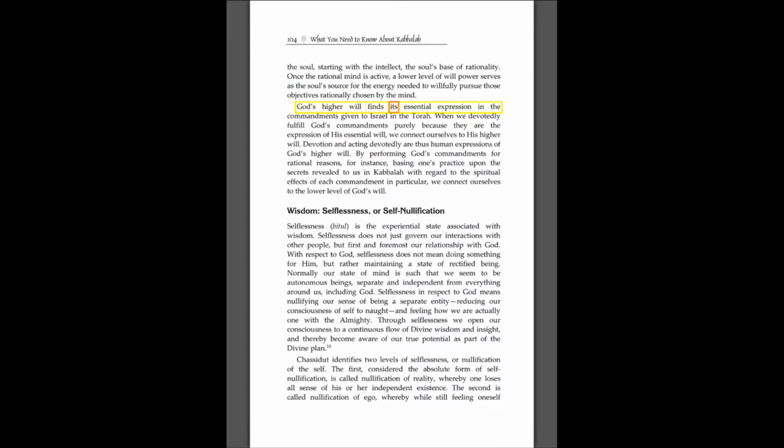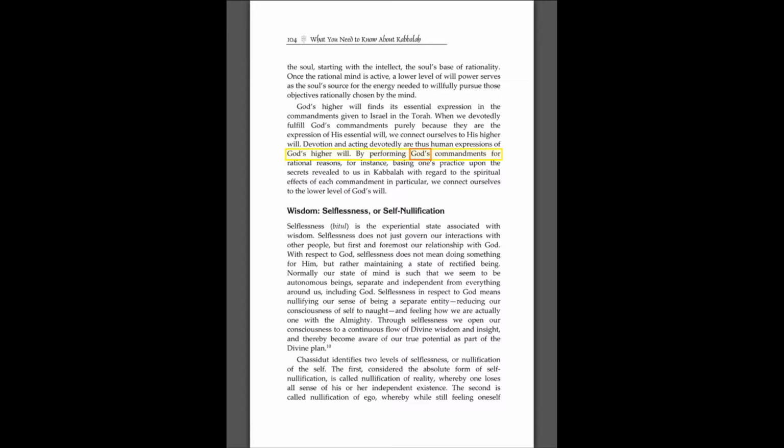God's higher will finds its essential expression in the commandments given to Israel in the Torah. When we devotedly fulfill God's commandments purely because they are the expression of His essential will, we connect ourselves to His higher will. Devotion and acting devotedly are thus human expressions of God's higher will.